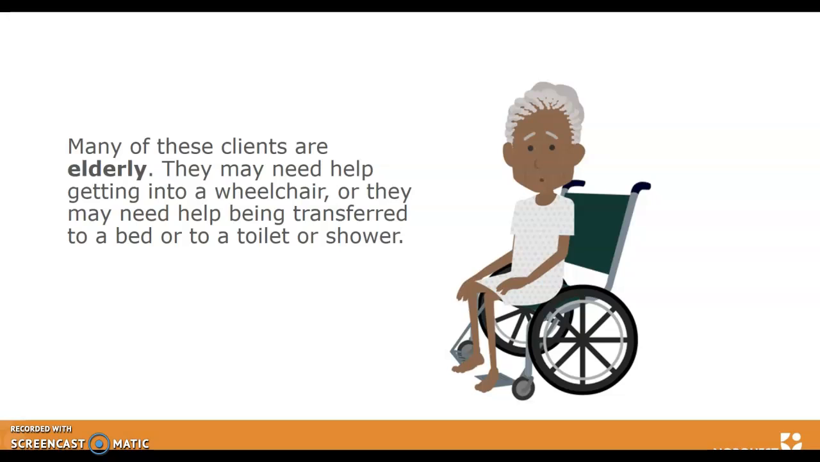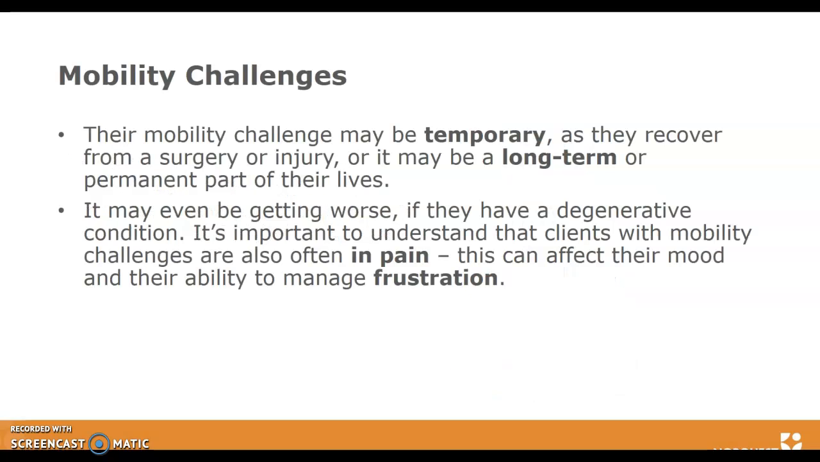Many of these clients are elderly. They may need help getting into a wheelchair, or they may need help being transferred to a bed, or to a toilet or shower. Their mobility challenges may be temporary, as they recover from surgery or injury, or it may be long-term or a permanent part of their lives. It may even be getting worse if they have a degenerative condition.